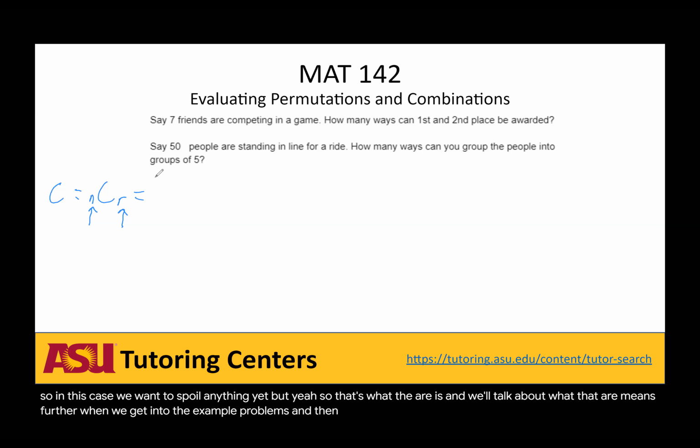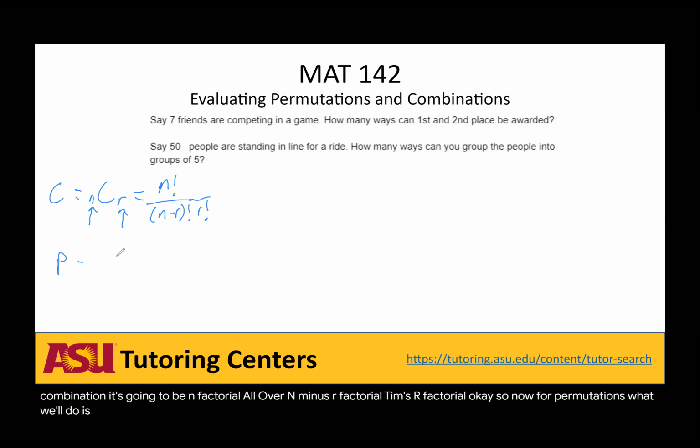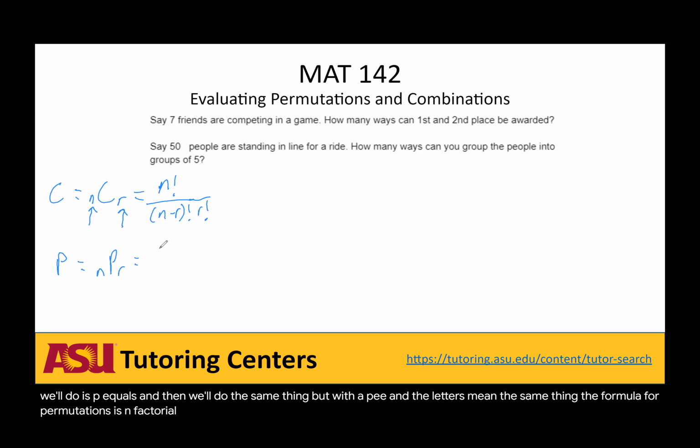And then just to write the formula of combination, it's going to be n factorial all over n minus r factorial times r factorial. Okay, so now for permutations, what we'll do is P equals, and then we'll do the same thing but with a P. And the letters mean the same thing. The formula for permutations is n factorial all over n minus r factorial.